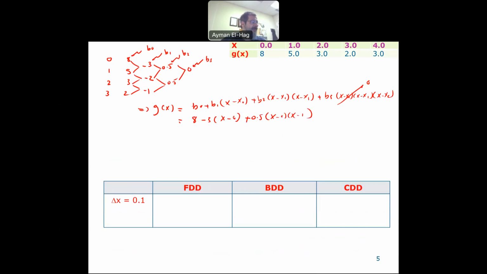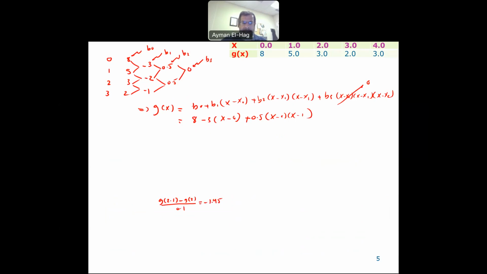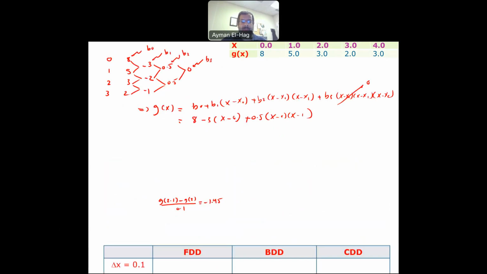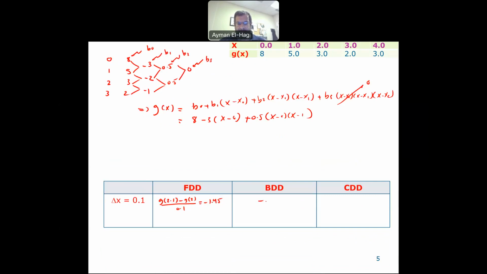So for the forward divided difference, it is equal to g at 2.1 minus g of 2 divided by 0.1, and this will give me minus 1.45. And we are actually getting the same as this result. Both are the same function, so we are getting exactly the same. So we'll get here minus 1.55, and here we'll get minus 1.5.